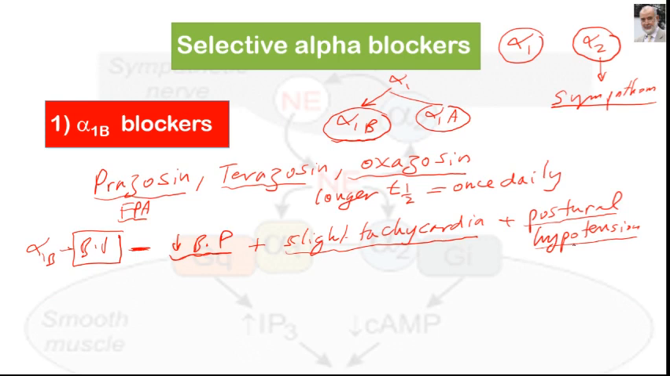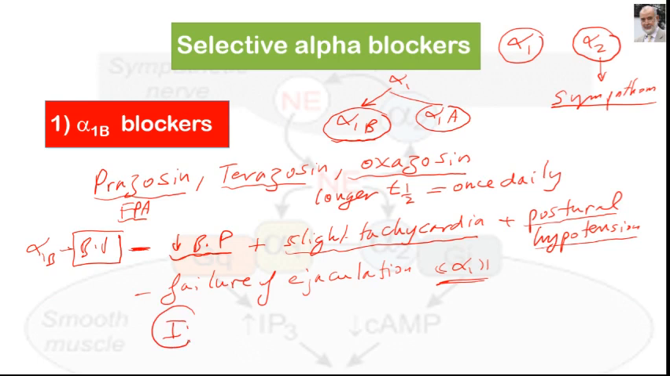Now, besides that, they can produce failure of ejaculation, as we had said before. The failure of ejaculation is because of the alpha effect, as we said that ejaculation is alpha-1 dependent. If we block alpha-1 receptors, in this case, ejaculation in men will fail. Okay? Plus other actions that we have described before. But generally, these effects are tolerable, and usually the compliance to these drugs is okay for the patient, and usually they are taken for the treatment of hypertension. So they are indicated as first line in the treatment of hypertension.